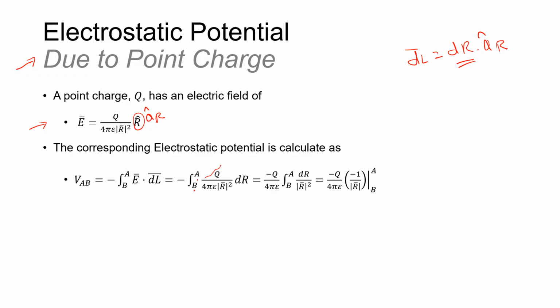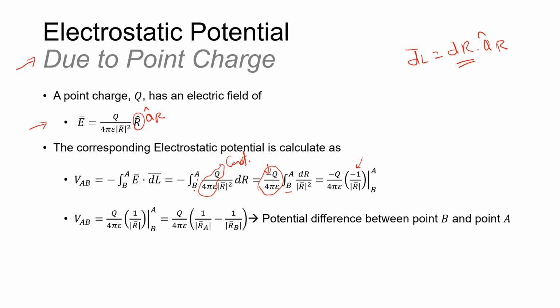You will find that all of these quantities are just constant. Then you can take them outside the integration, and don't forget the negative sign. And you have a simple integration from B to A of dr over r squared. Doing so will result in minus 1 over r. And substituting the points A and B, we can rewrite as Q over 4 pi epsilon. This is the constant. Minus sign here multiplied by minus sign here will bring you 1.